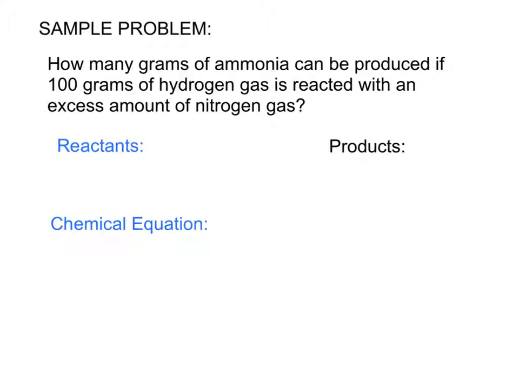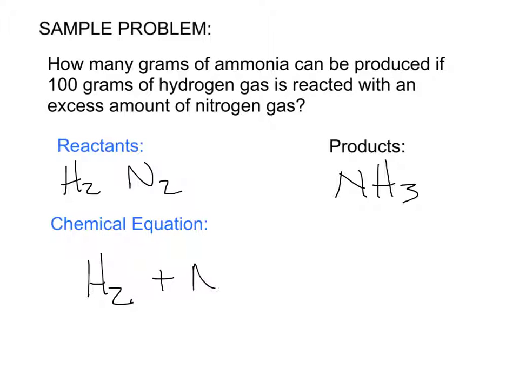Now here's a sample problem. How many grams of ammonia can be produced if 100 grams of hydrogen gas is reacted with an excess amount of nitrogen gas? So right off the bat, I know that my reactants are hydrogen gas and nitrogen gas, and my product is ammonia, and the symbol for ammonia is NH3. Okay, so my chemical equation is going to be hydrogen gas plus nitrogen gas will create ammonia.